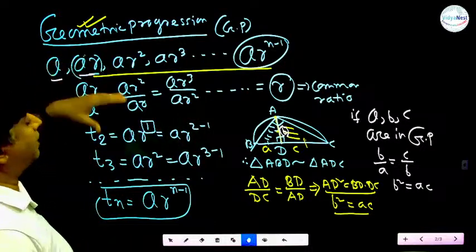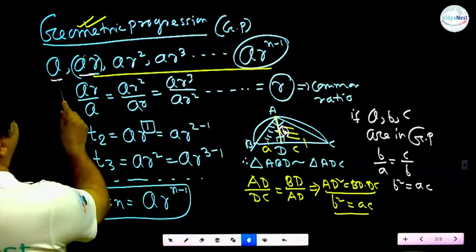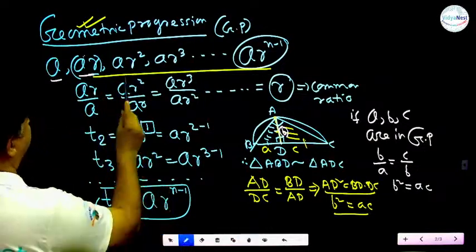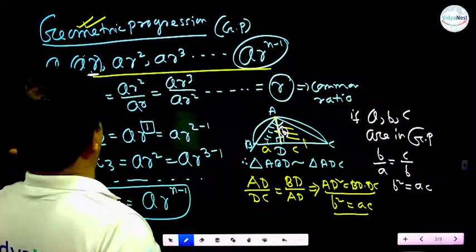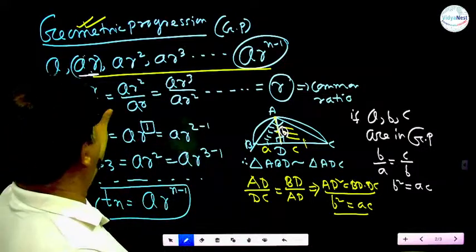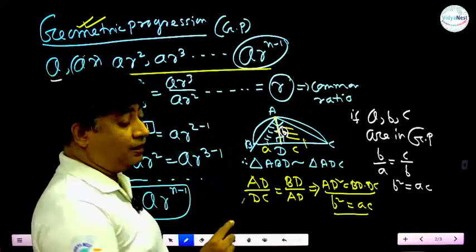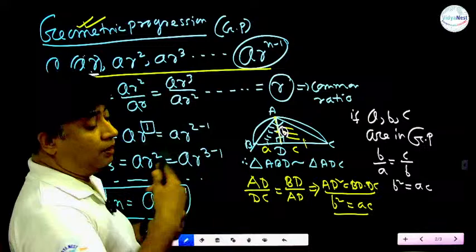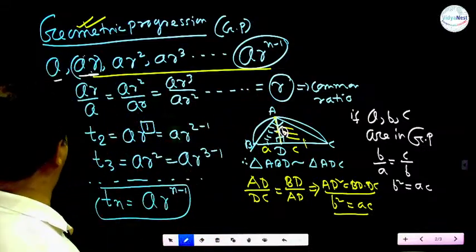So how will that ratio come, how do I find it? By dividing the second term by the first term, the third by the second, the fourth by its previous term, I will get a common ratio. You had been taught ratio and proportion in junior class. Okay, just recall your memory. Common ratio r we will get.